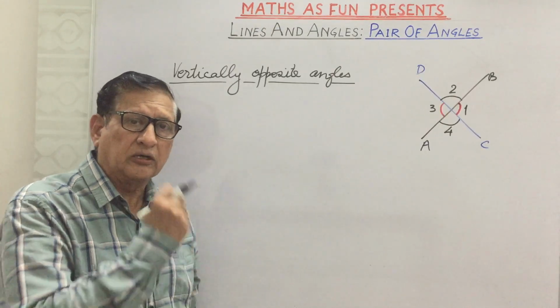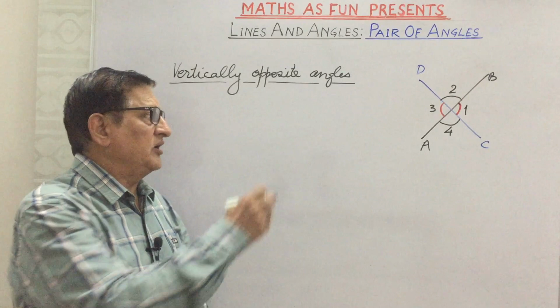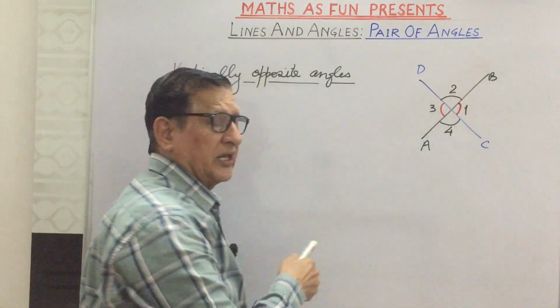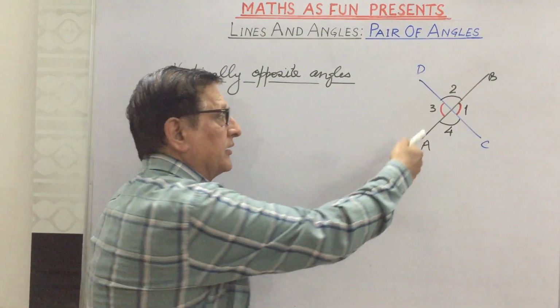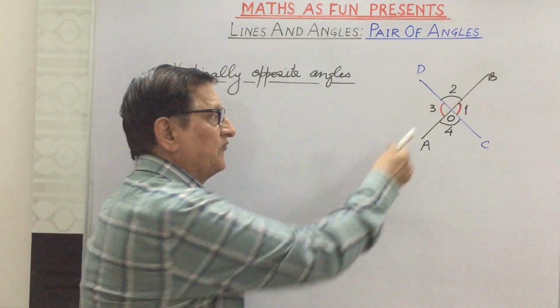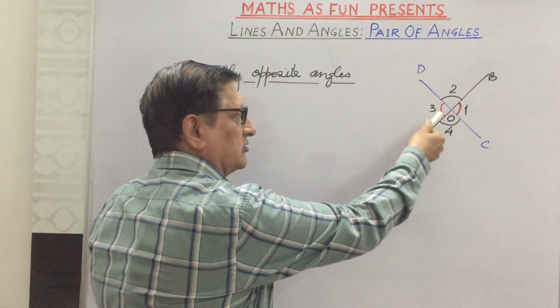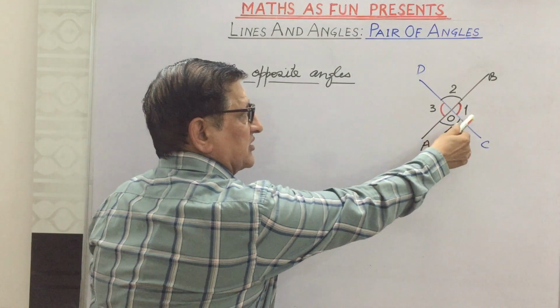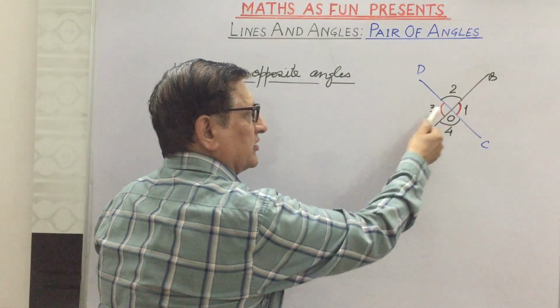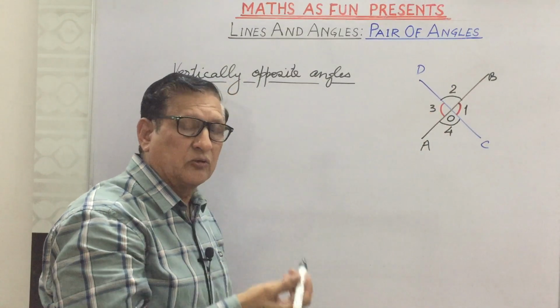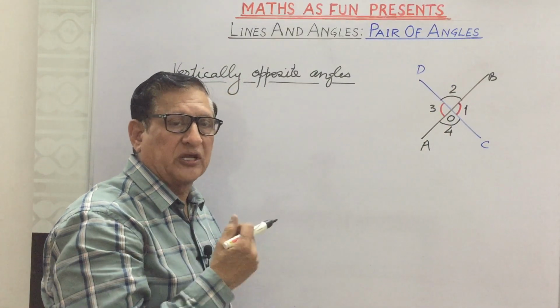What are vertically opposite angles? See, if there are two straight lines AB and CD, they are intersecting each other at a point, suppose this point is O. Then they form four angles, 1, 2, 3 and 4. The angles so formed which are opposite to each other, like 1 and 3 and 2 and 4, they are known as vertically opposite angles.